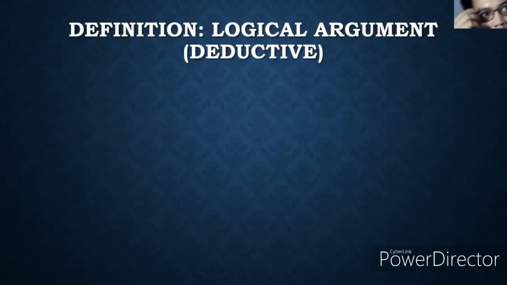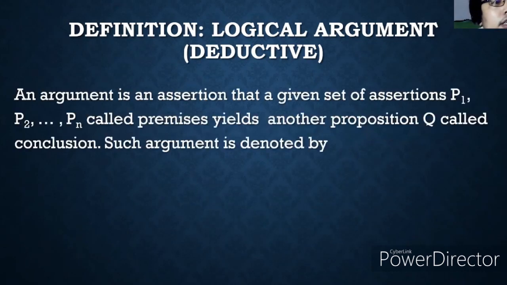Okay. So a logical argument, in the deductive sense, is an assertion that a given set of assertions p sub 1 to p sub n, which we call premises, yields another proposition q, which is called a conclusion. Such an argument we denote with this expression.